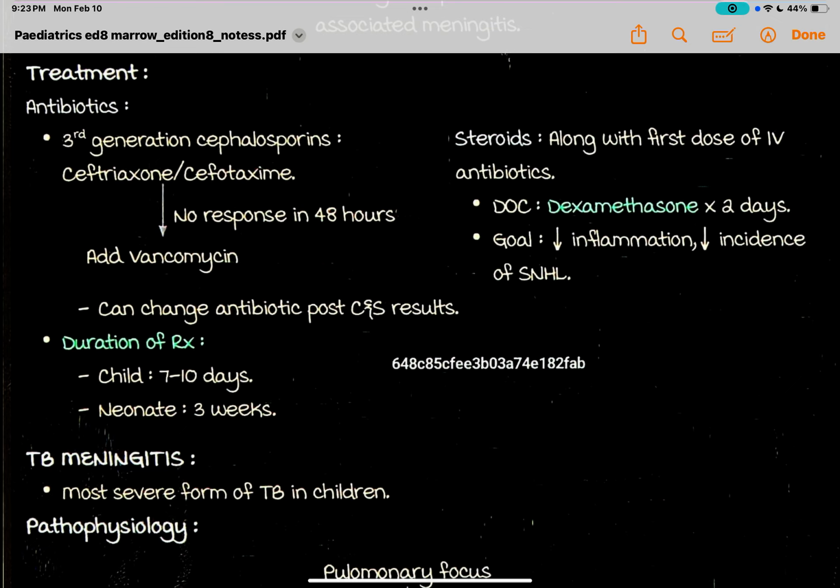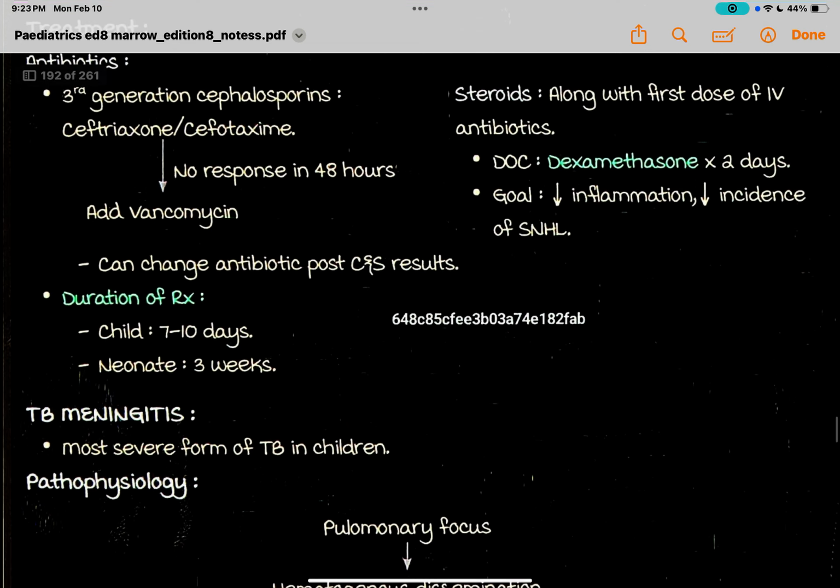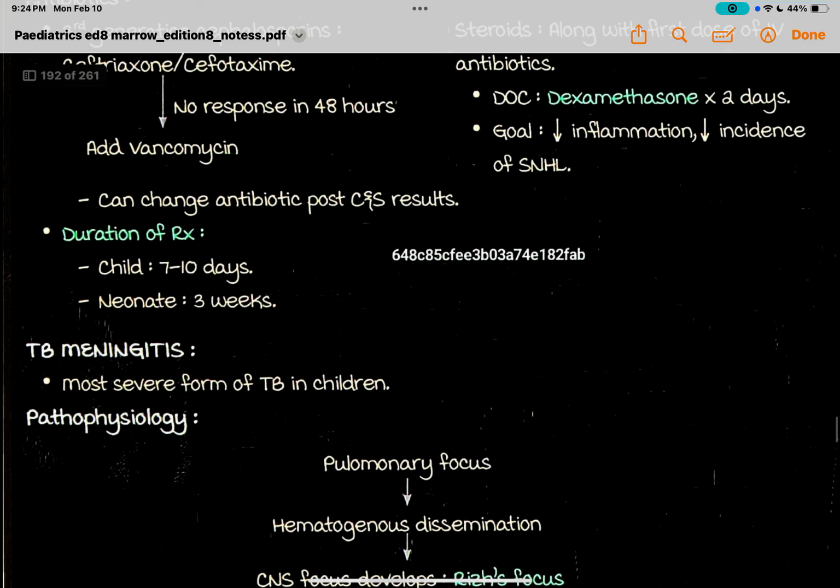For neonates, 3 weeks. Give steroids along with the first dose of IV antibiotics. Drug of choice is dexamethasone for 2 days. The goal is to decrease inflammation and decrease the incidence of sensorineural hearing loss if you give steroids.